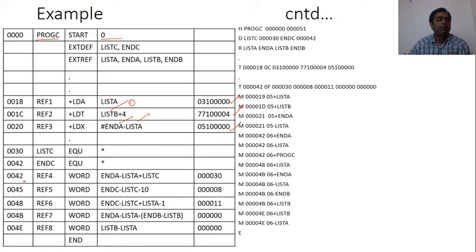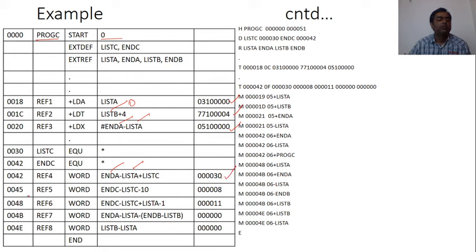At address 0042, end A minus list A plus list C. I don't know the value of end A as well as list A. Here I know the value of list C. What is the value of list C? 0030. So the object code becomes 000030.